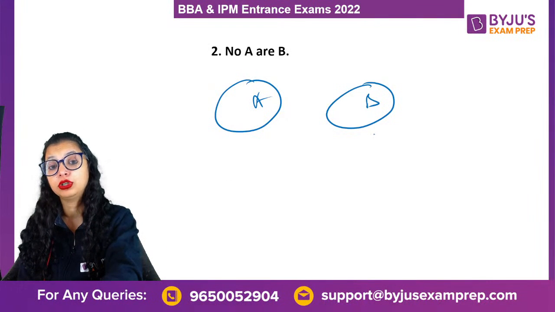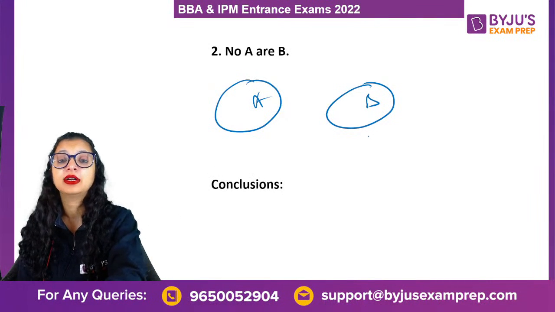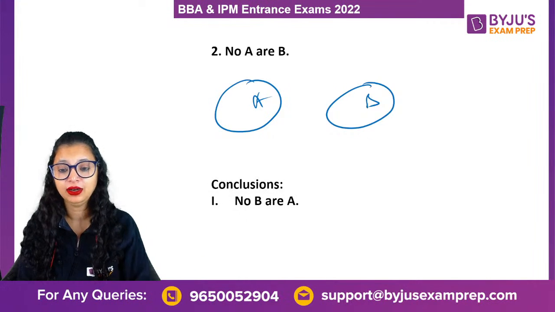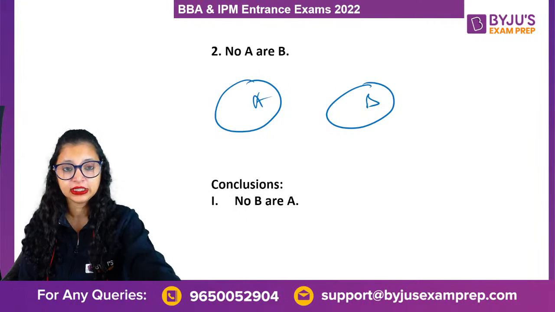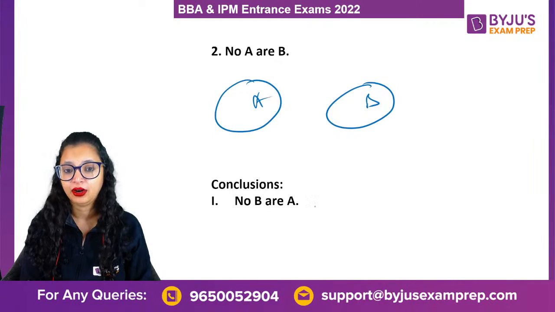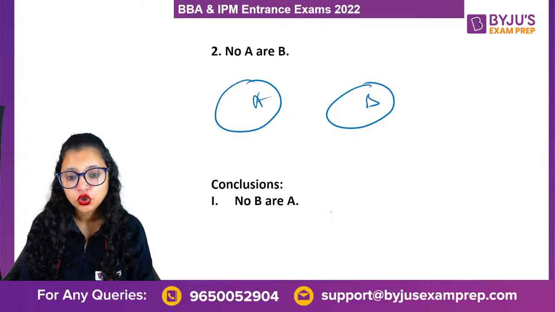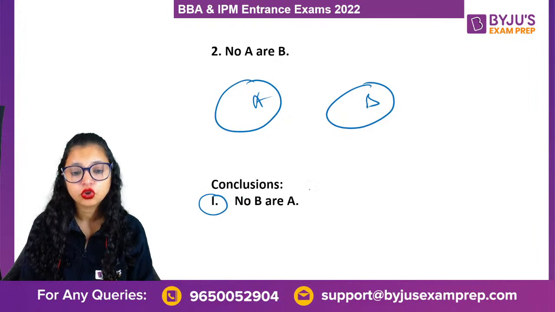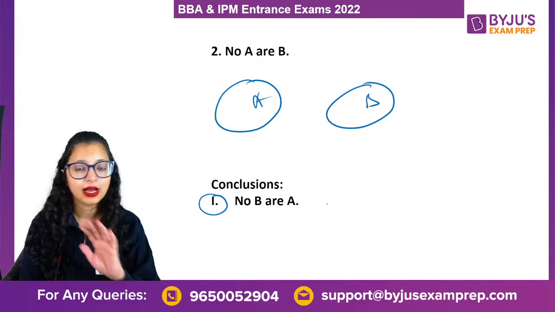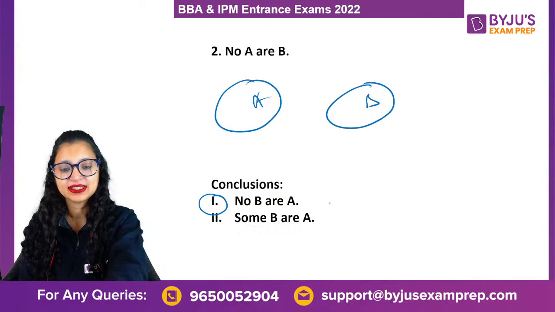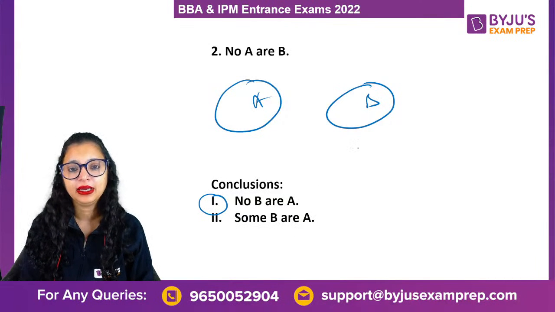And now when we have two disjoint sets, let's have a look at the conclusions. Let's see which one is going to be a valid one. So the first conclusion is no B are A. So when no A are B, automatically it means no B are A. The first is going to be a valid conclusion. I hope that's clear to everyone. Let's have a look at the second one. Some B are A. This is the only possibility that we can draw.